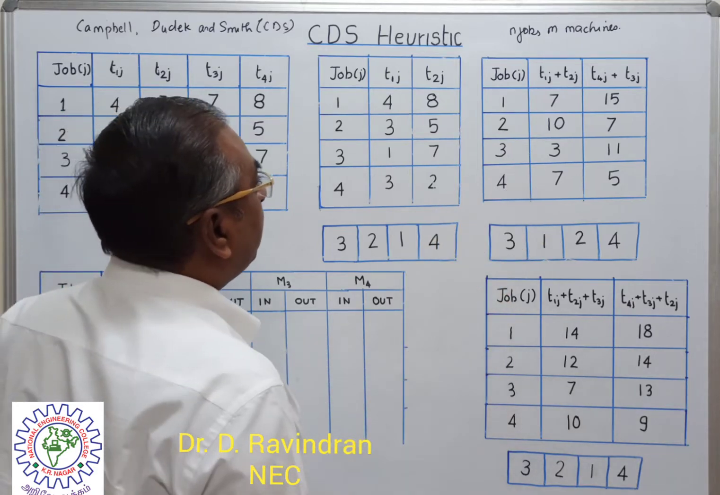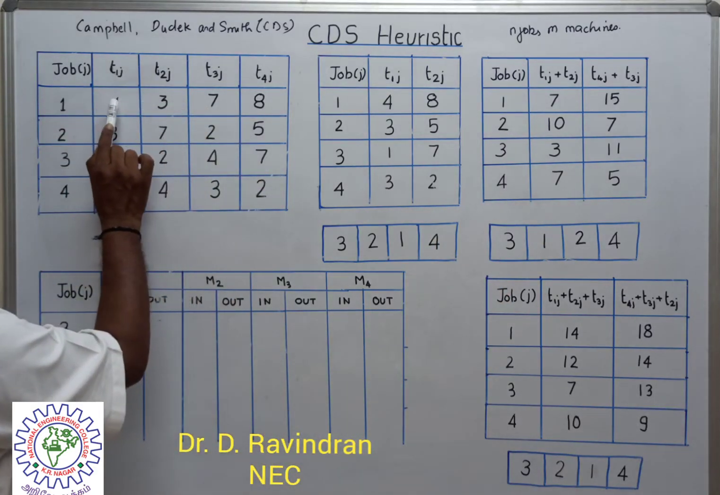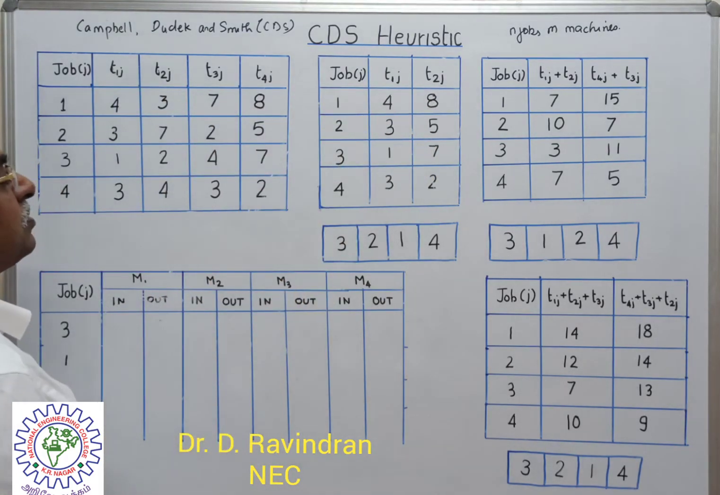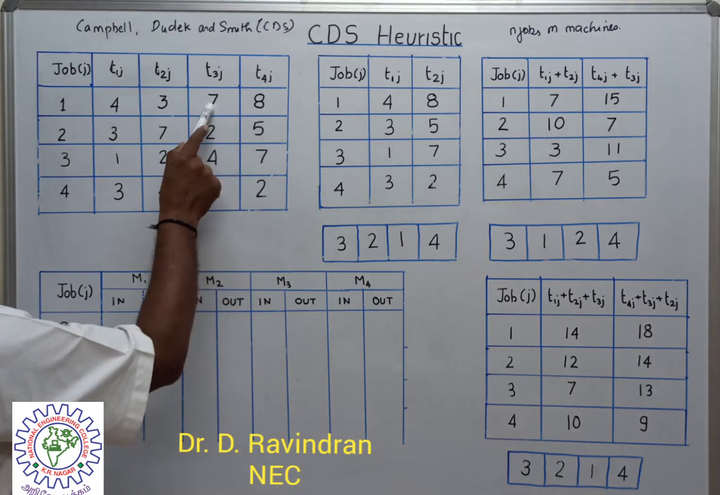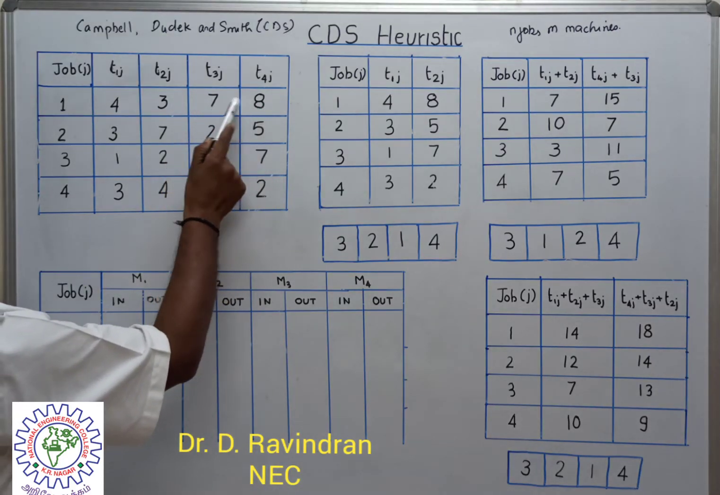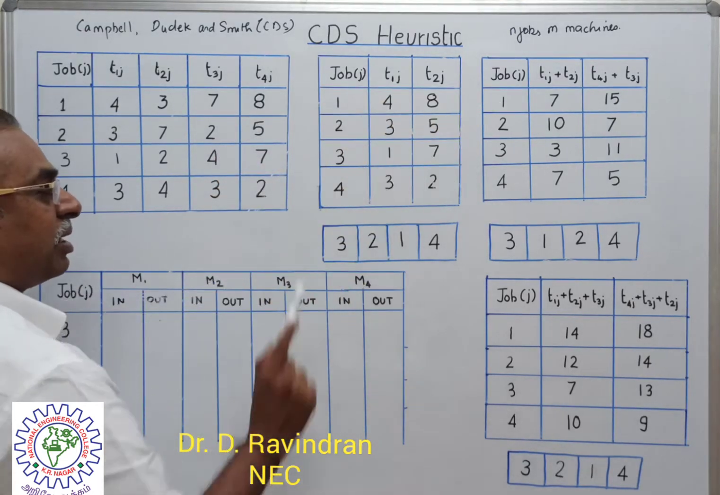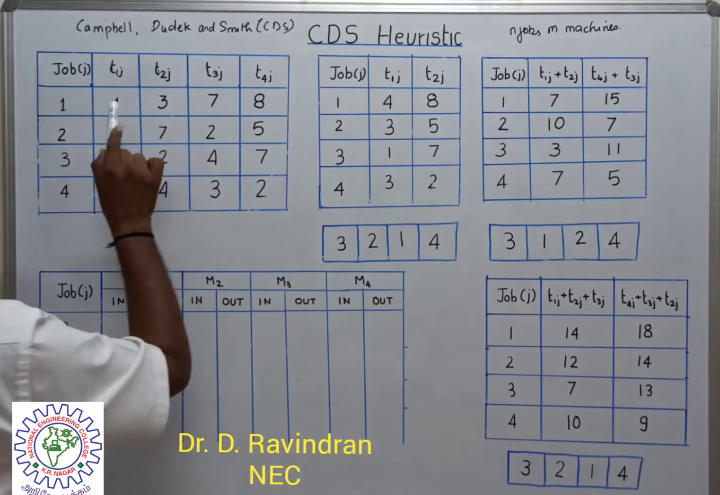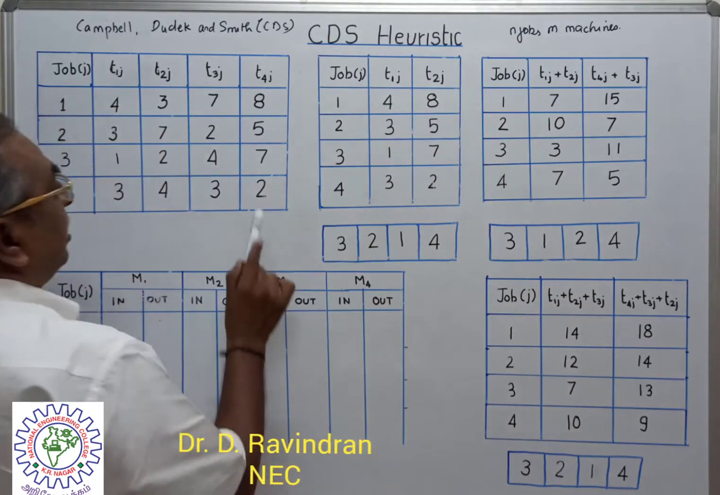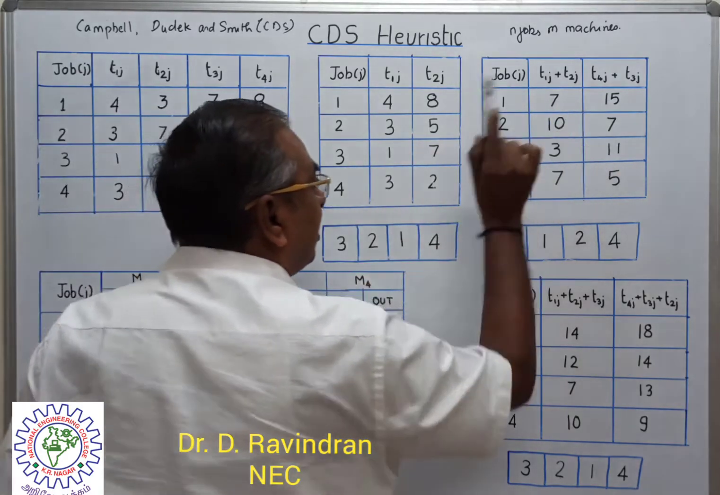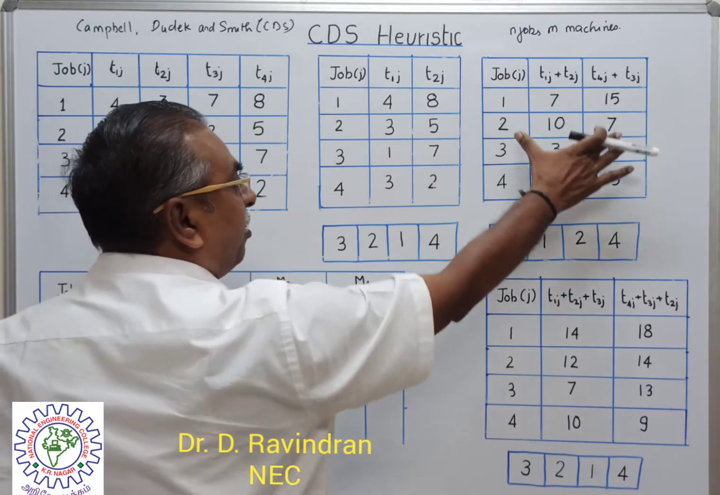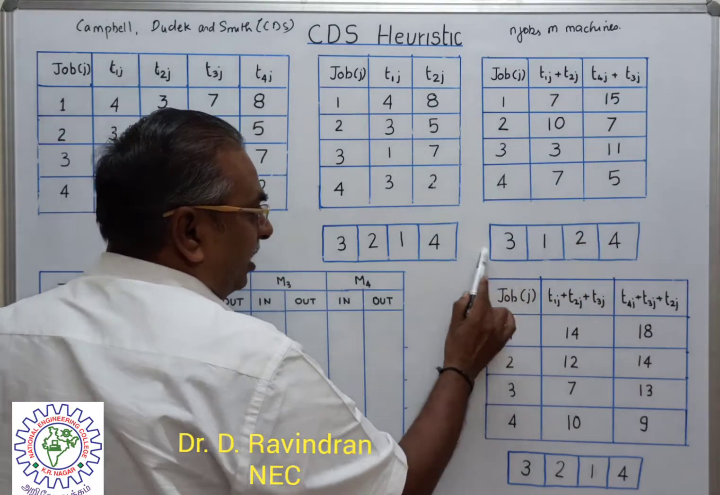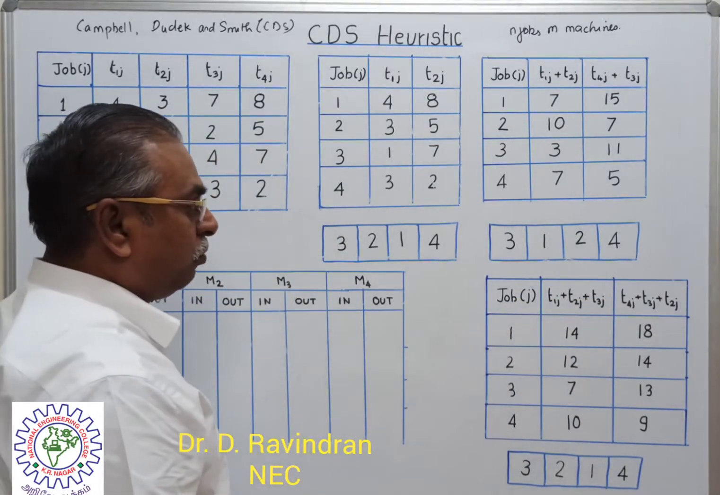In the next step, we add the first machine and second machine and consider them as an imaginary machine. Then the last machine and the previous machine have their processing times combined and formed as a second imaginary machine. The first imaginary machine is 4 plus 3 for the first job, and the second is 8 plus 7. Now we form a table, and based on these processing times we find the sequence, which comes to 3, 1, 2, 4.